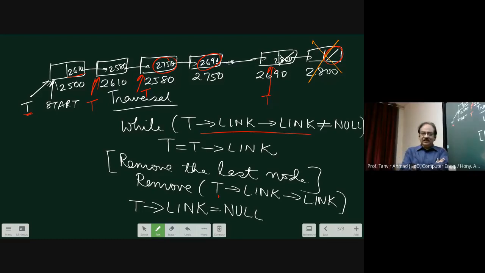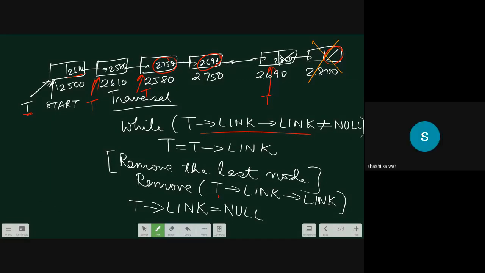Is it correct? It is not correct. Now, what is T of link? It is 2800. What is T? What is T of link? It is null. Null, sir. It's null.